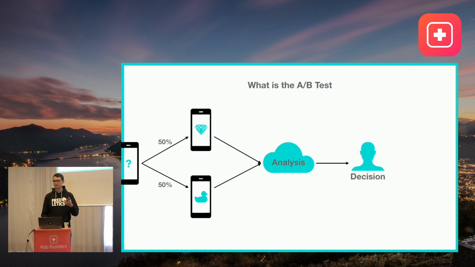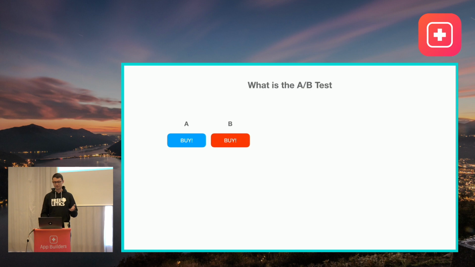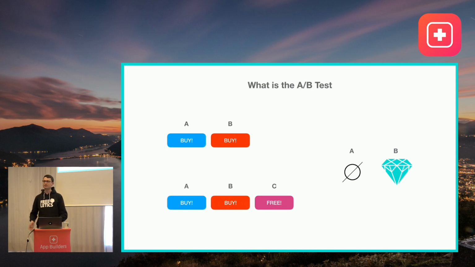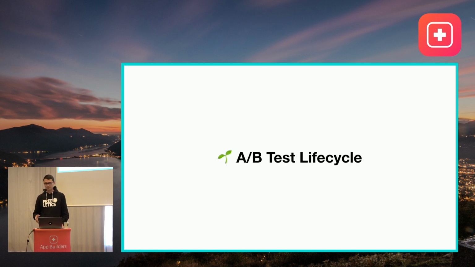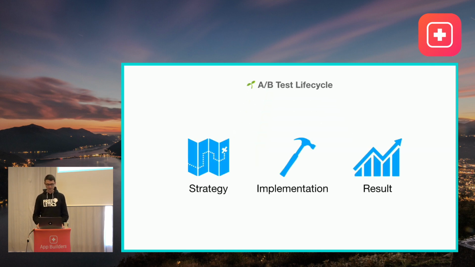And these cases A and B could be really different. It could be like A is a blue button, B is a red button, or A is a feature disabled, B is a feature enabled, or it could be an ABC test, ABCD, whatever. So it's up to you and your business, actually. And each A/B test goes through the same life cycle. First, we define the strategy of an A/B test. Then we implement it. Then we fetch results and make a decision.